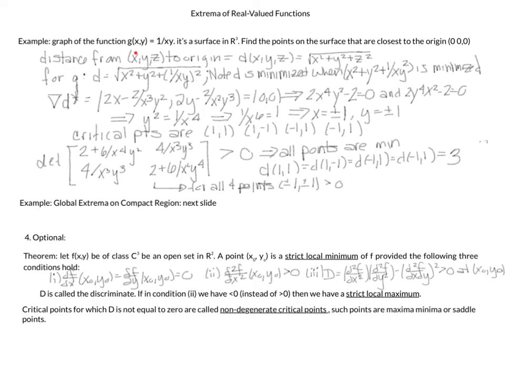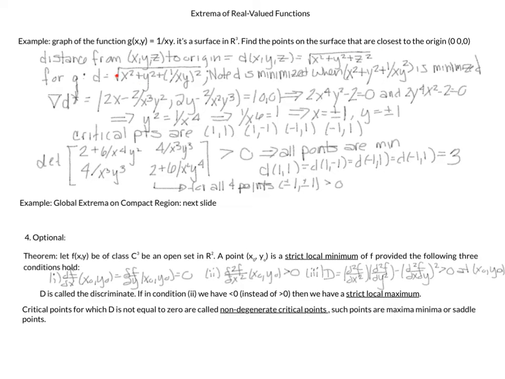Here's another example where we're trying to minimize a distance. So we have the function, and the instruction says to graph the function. I'm not going to do that. But graph the function g of x, y is equal to 1 over xy. It's a surface in R3. Find the points on the surface that are closest to the origin. As I mentioned, you are minimizing the distance function. So I have the distance function here.